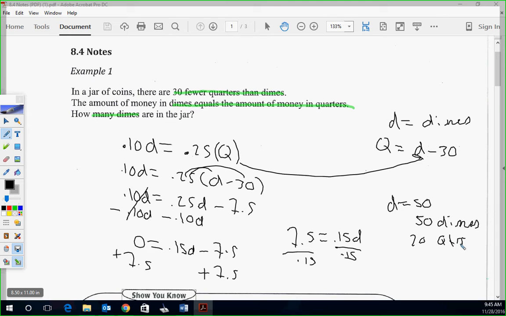What's 50 times 10 cents? If you have 50 dimes, how much money do you have? $5. You guys should know that. Right? Okay, 50 times 10 cents is $5. What is 20 times 25 cents? It's also $5. So they said they're going to be equal, right? So we just proved that those amounts are equal in money.